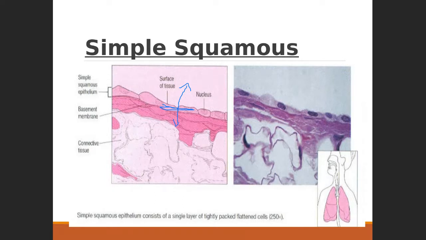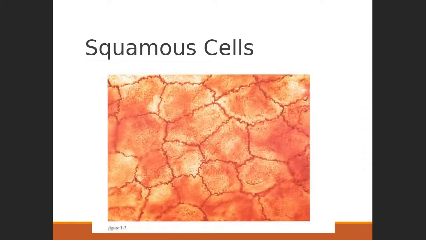So, thin, flat doesn't give us a whole lot in the way of physical resilience, but it's great for transport. Doesn't that sound like something that would be ideal for gas exchange at the lungs? That's where we want to be looking here. Here's what this would look like if we were looking straight down on it, almost like a flagstone type of walkway, if you will.